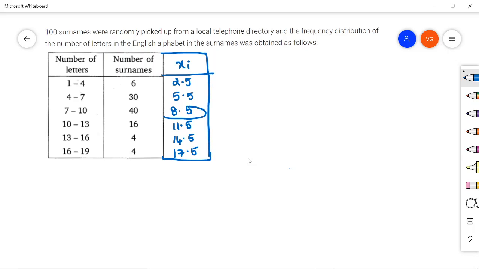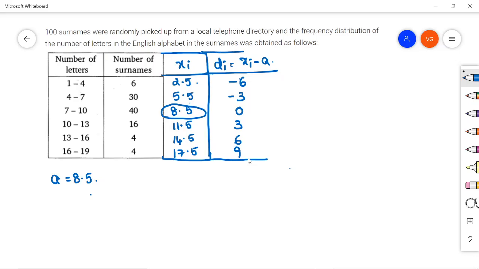So let us take 8.5 as assumed mean. A is equal to 8.5. Now the fourth column goes to deviation. di is equal to xi minus A. So write it down, 2.5 minus 8.5, that is equal to minus 6. Then you will have 5.5 minus 8.5, so that will be minus 3, 0. Again you will have 3, 6 and 9.